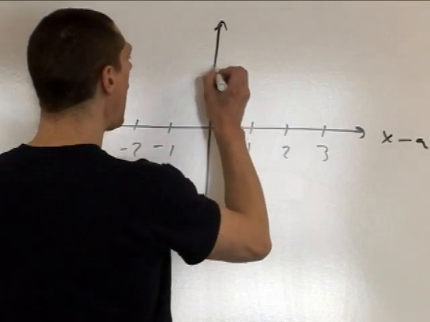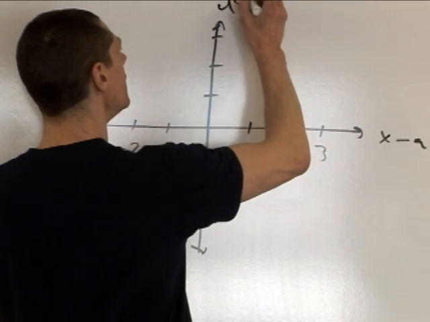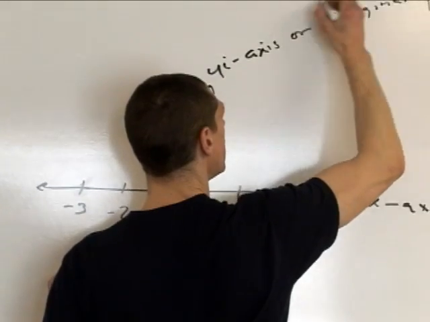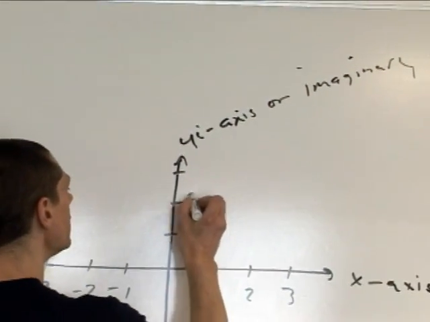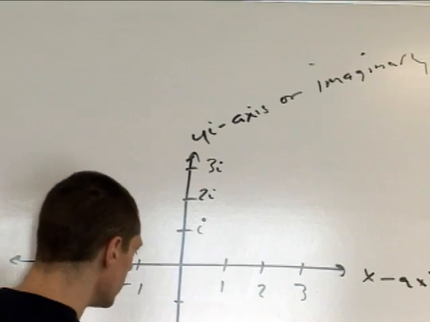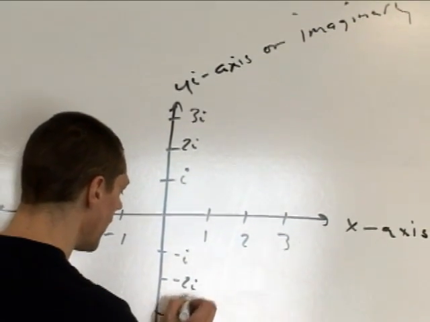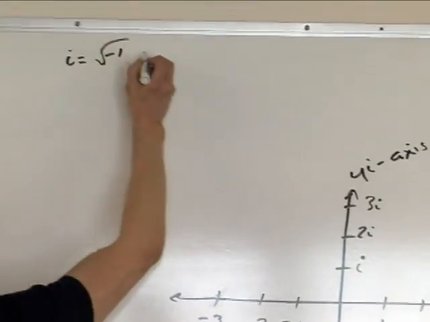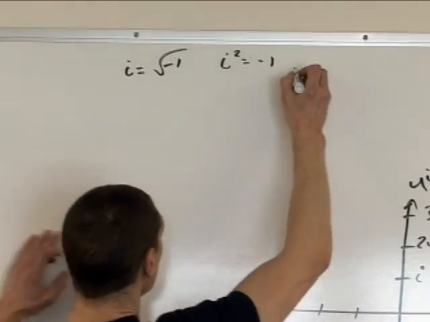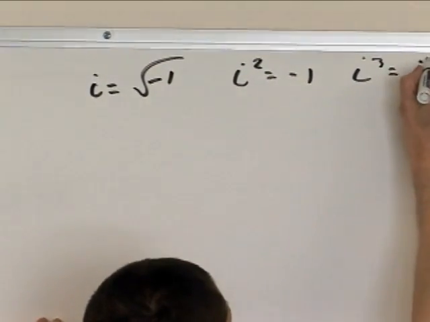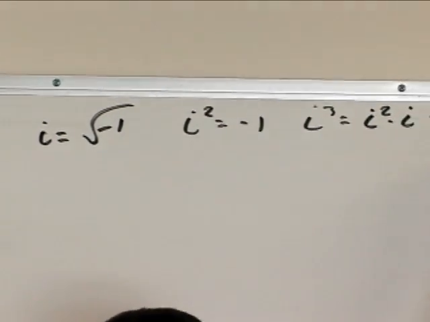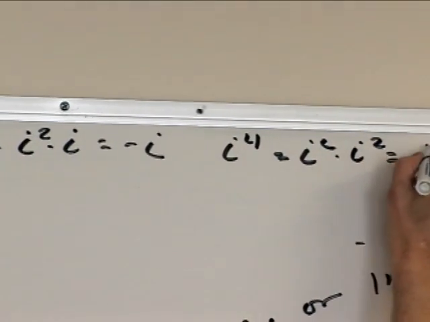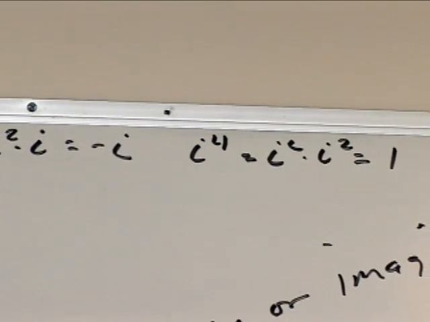Here is the y-i axis, or imaginary axis. And this is just i, 2i, 3i, down here 1, 2, 3, negative i, negative 2i, and negative 3i. Remember that i equals the square root of negative 1, therefore i squared equals negative 1. i cubed, which equals i squared times i, is negative i. And i to the 4th, which equals i squared times i squared, is positive 1. Very important to know these.